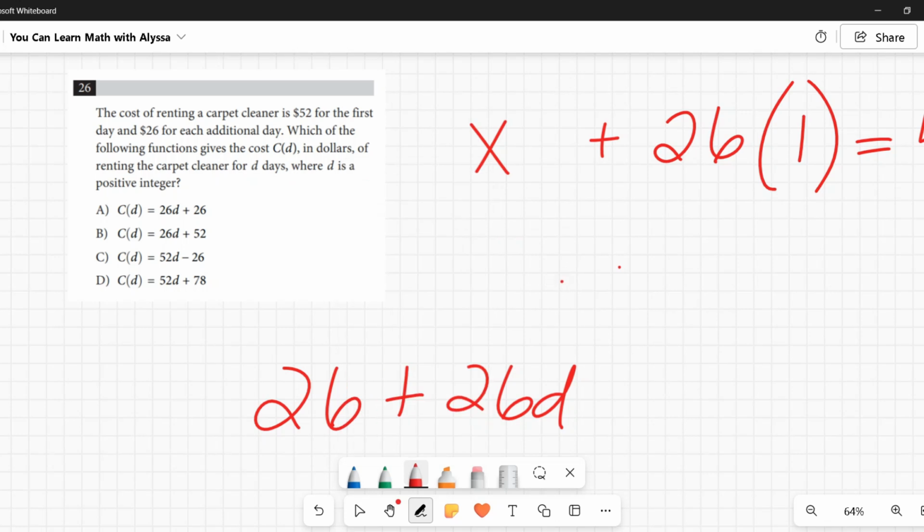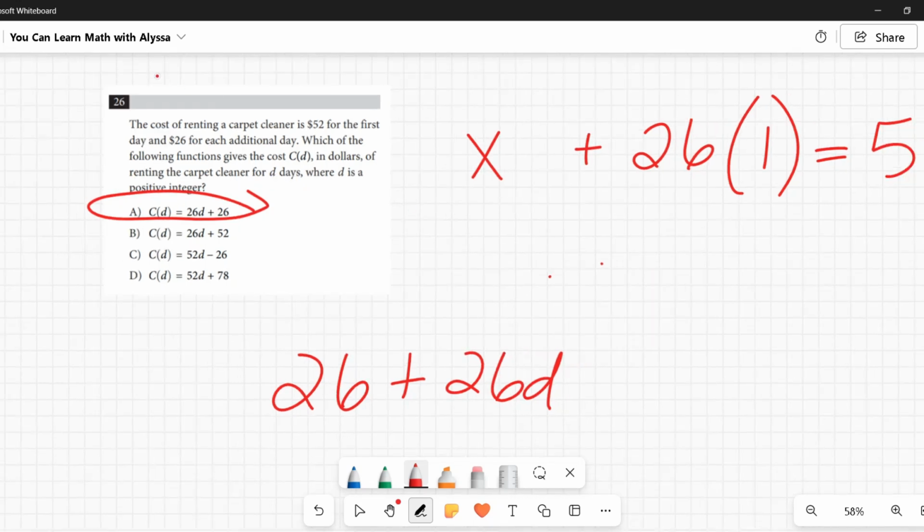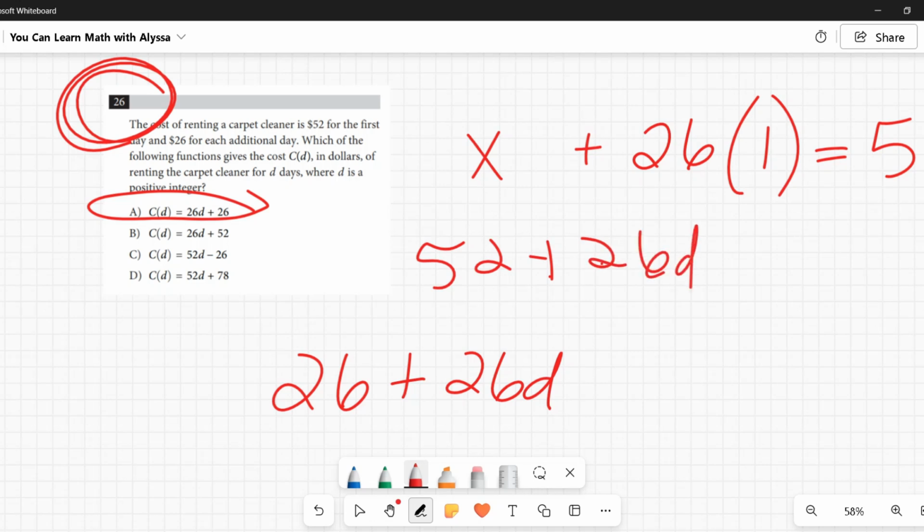52 does not show up in the answer. The answer is A. C of D equals 26D plus 26. All the other ones have 52 because they are counting on you to think, as I thought too, my initial thing, 52 must be in there somewhere. It is not. So be careful with those, especially, this is the big clue, that it's a number 26 problem, but it looks like it's just, okay, 52 plus 26D, okay, I'm done, move on.